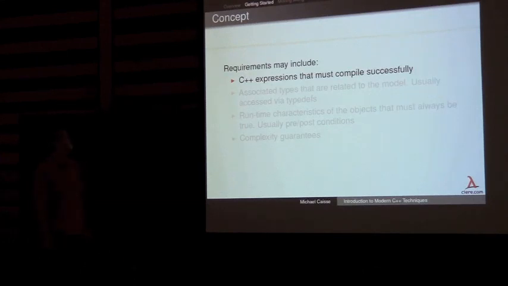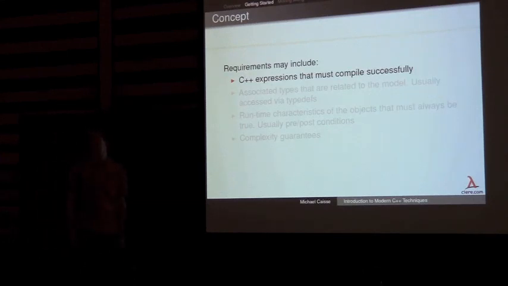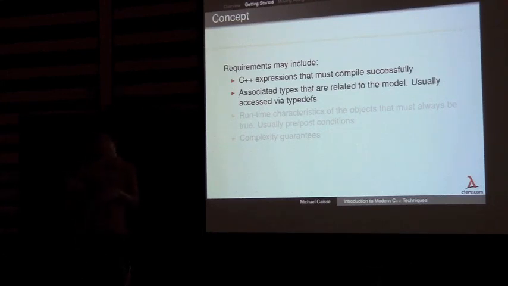Requirements may include C++ expressions that must compile successfully, associated types that are related to the model. These are usually typedefs. For example, iterator.